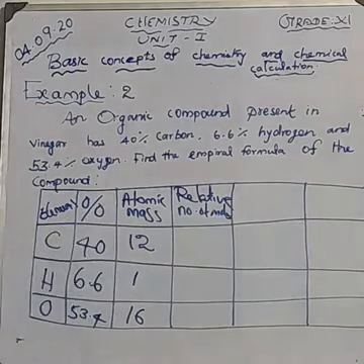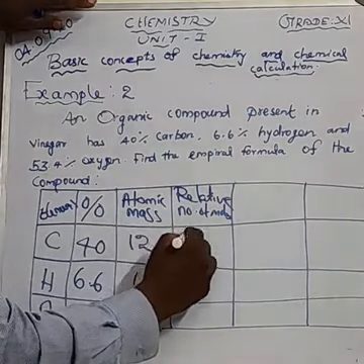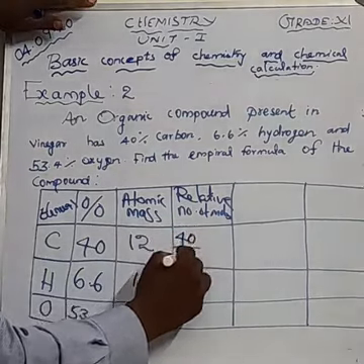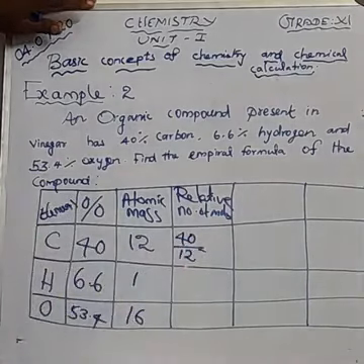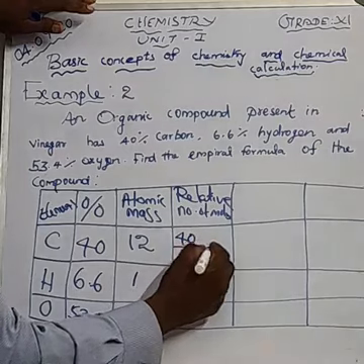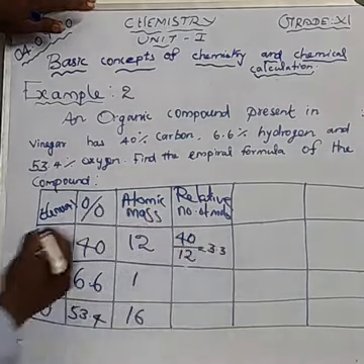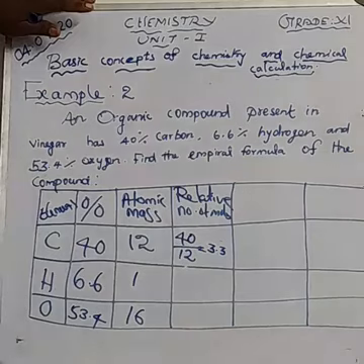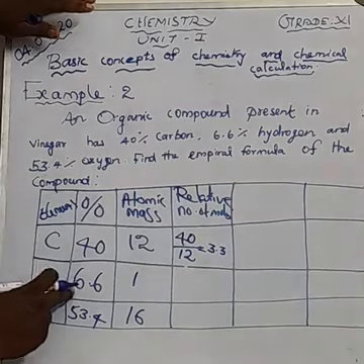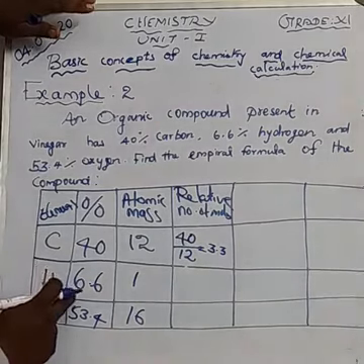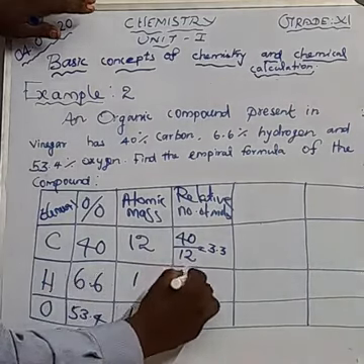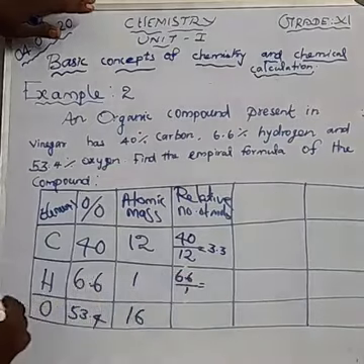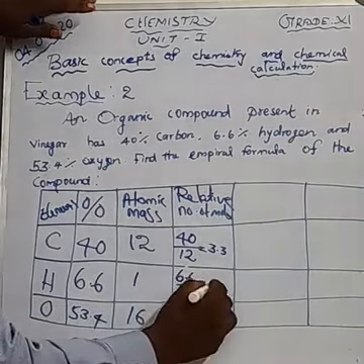Okay. Here the percentage of carbon is 40%. So 40 divided by 12. Please divide and say, 40 divided by 12 is approximately equal to 3.3. Can you write? Next about hydrogen. What is the percentage of hydrogen? 6.6. 6.6 divided by 1. Can you say what's the answer? Same answer, 6.6.